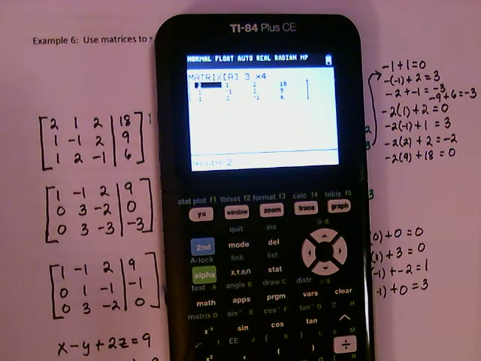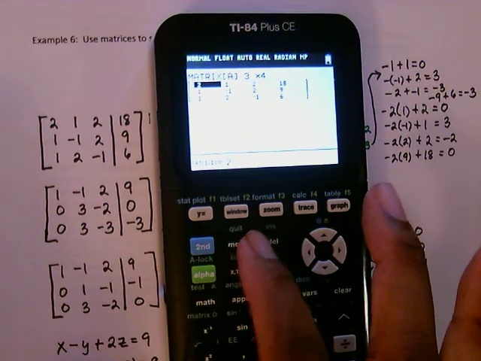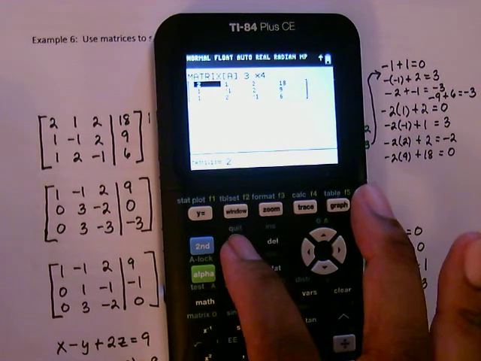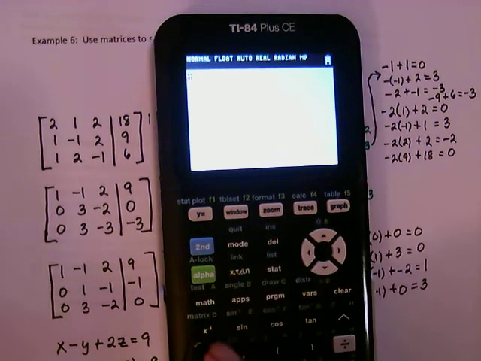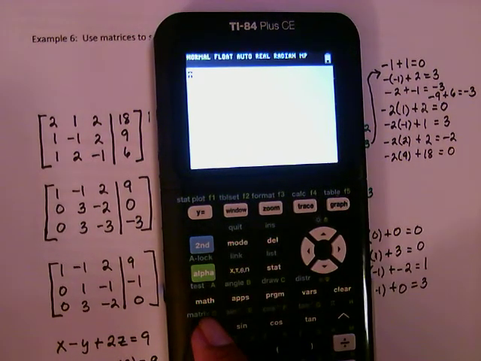Now, the next step is to get out of the matrix menu by pressing second mode. So here's second and then mode. Second and then mode will take you back to the home screen. And then next is to get the reduced row echelon form. You're going to press second and then X to the negative 1, which is underneath the math key.